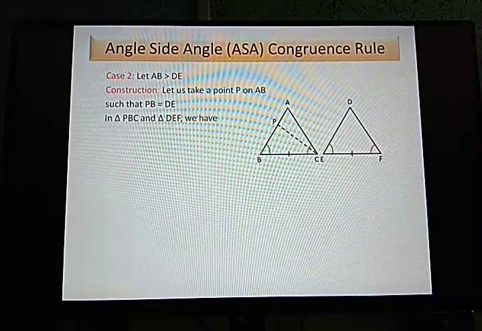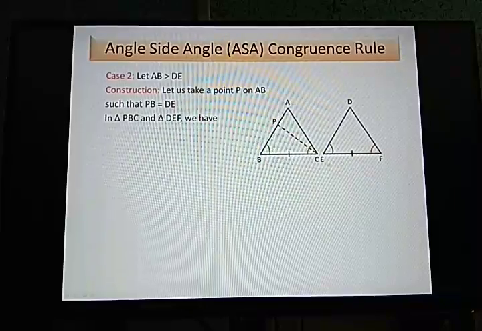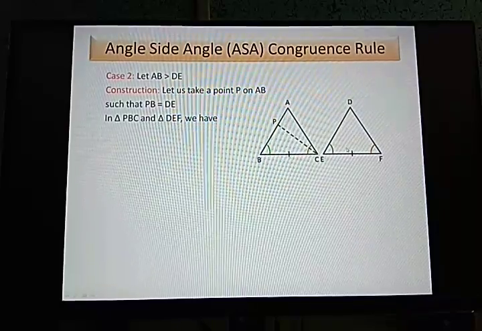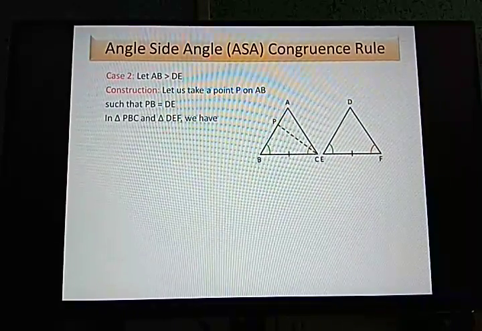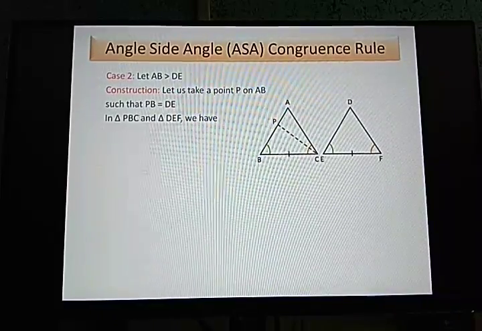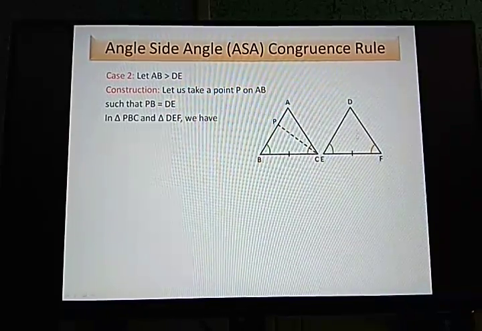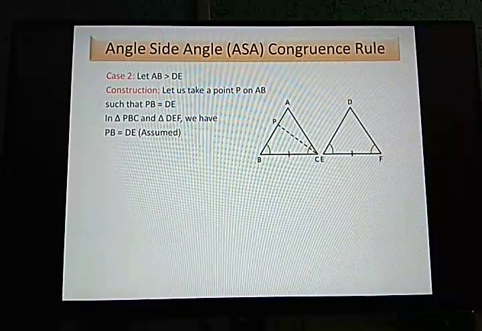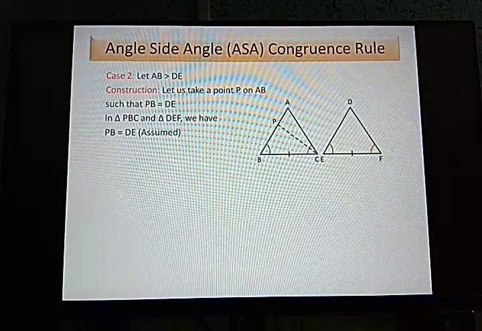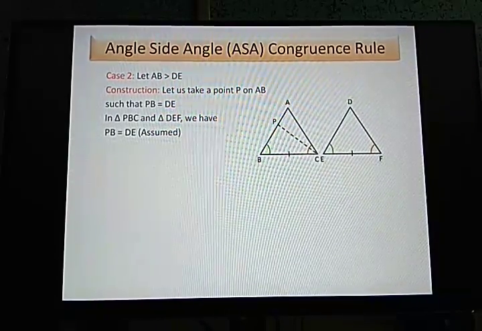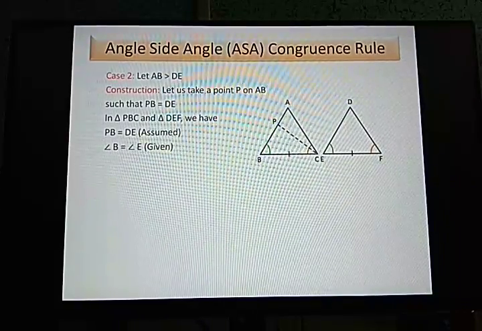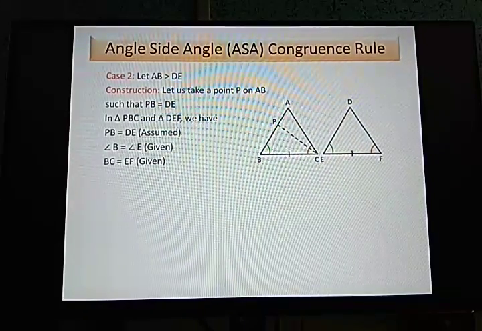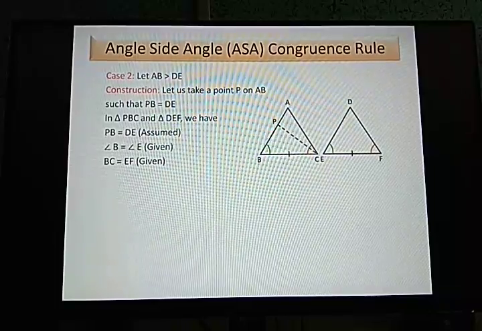Now let us focus on this small triangle PBC and triangle DEF. Now in these two triangles, which are the corresponding parts? So if you see these two triangles carefully, then we can say that PB equals DE. Already we have assumed it in the construction part that PB equals DE. Then similar to the earlier case, angle B is equal to angle E. This is also well known because it is given to us. Then side BC is equal to side EF. This is also given to us.